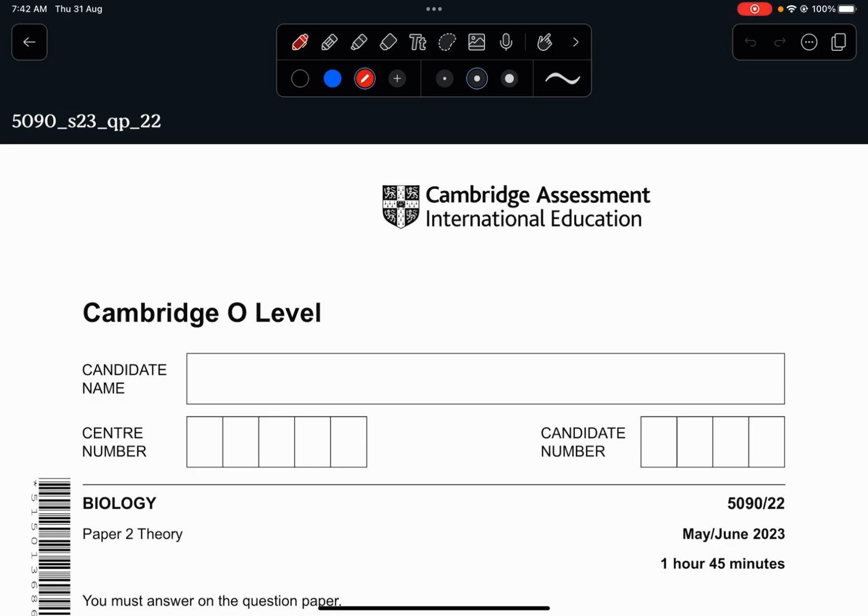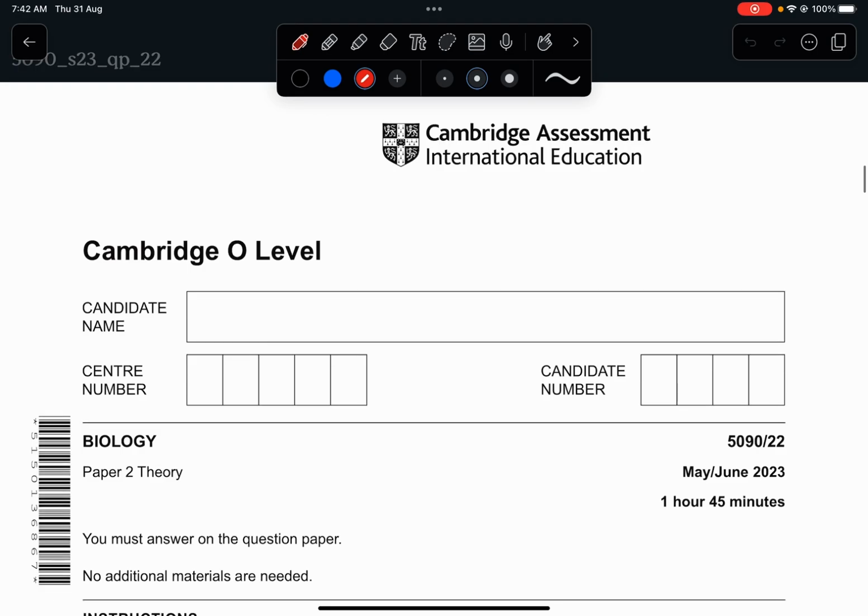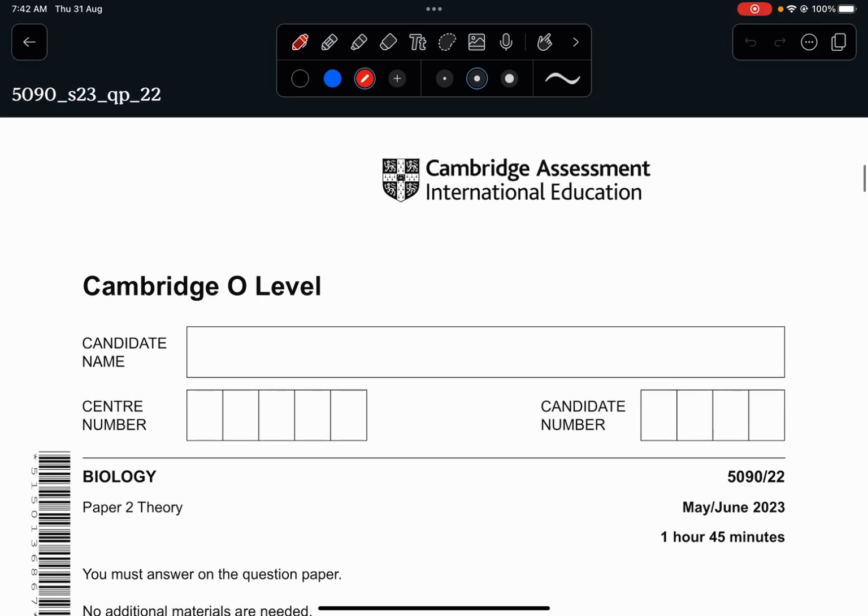So today we are going to discuss a viewer requested video, which is the Cambridge O-Level 5090/22 May-June 2023 Paper 2 Theory. So again, this is not the IGCSE one, it's the O-Level paper. So there's a viewer who asked me to do this.